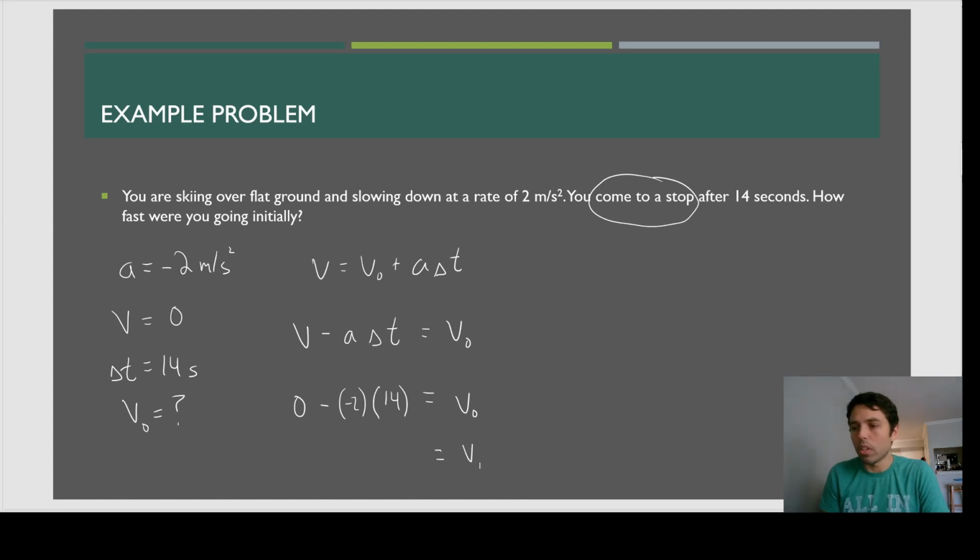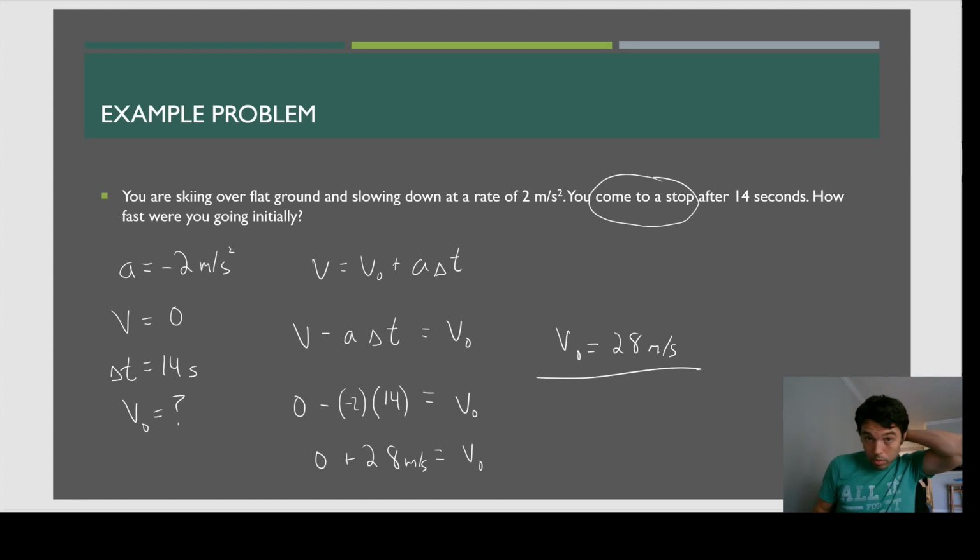And my initial velocity is going to be 0 minus negative 28. And that's a plus, right? So it's going to be plus 28. With a negative sign, turns out two negatives make a positive, right? It's 28 meters per second. And my initial velocity must have been 28 meters per second. All right, there we go. Okay, so hopefully you got that. If you stopped the video and you went ahead and solved it, hopefully you got 28 meters per second. That's the correct answer.